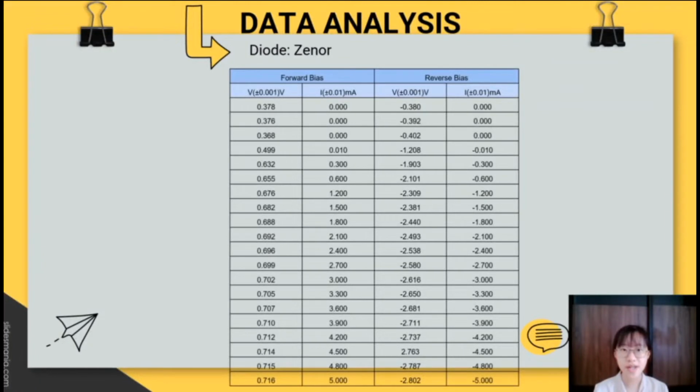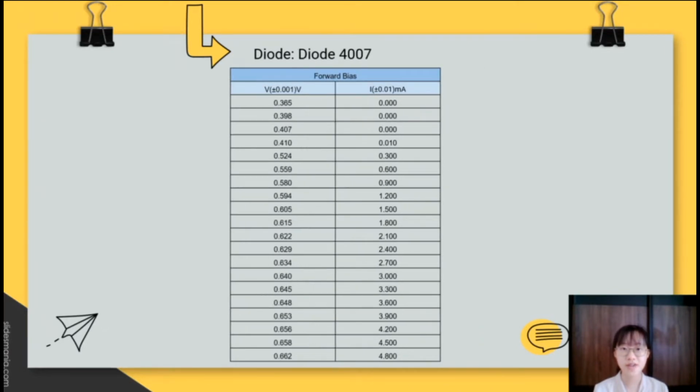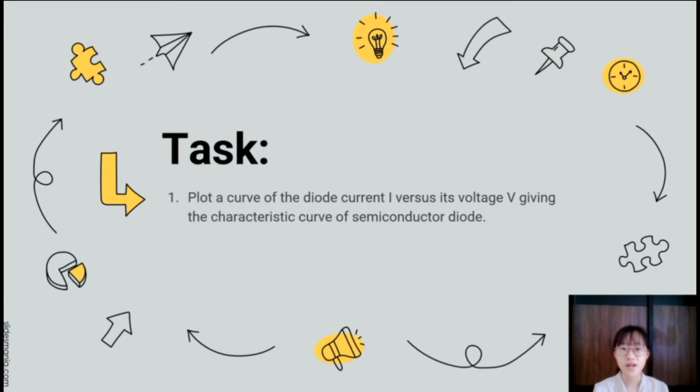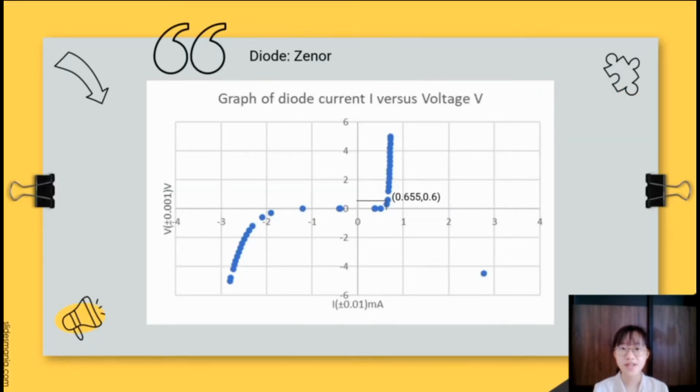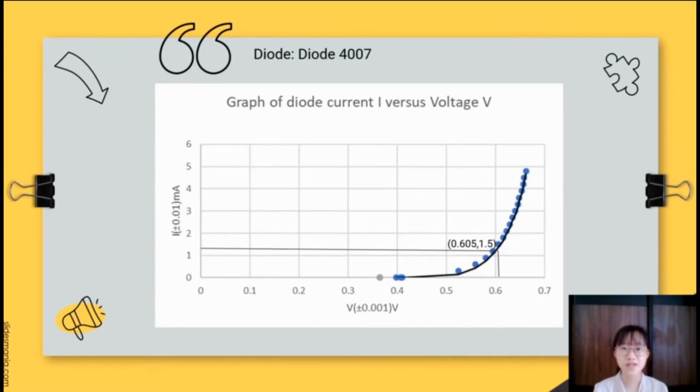This is the data we obtained based on the experiment. This is for Zener diode. This is for LED. And this is for diode 4007. A curve of the diode current I versus its voltage is plotted. This is the graph for Zener diode. We can see that there is forward bias and reverse bias. This is for LED, and the saturation current can be obtained at this point, which is where the lines start to be straight. While this is for diode 4007.